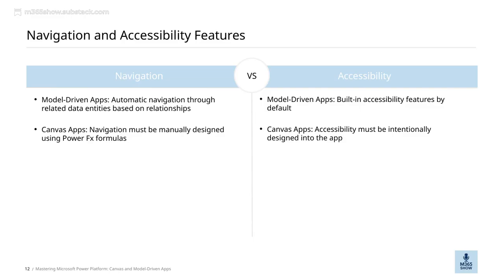We have to explicitly set up how users move through the app, often using formulas to define these flows. Overall, the key takeaway is that model-driven apps offer built-in, automatic accessibility and navigation features, while Canvas apps give us the flexibility and the responsibility to design these aspects intentionally. This distinction is important as we consider how to create inclusive, user-friendly applications across the Power Platform.